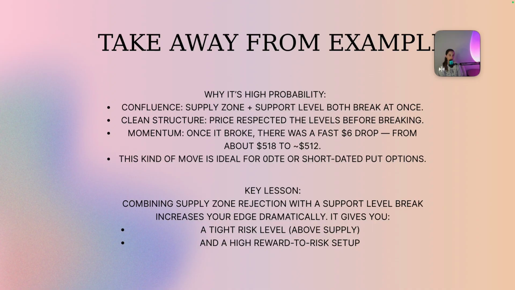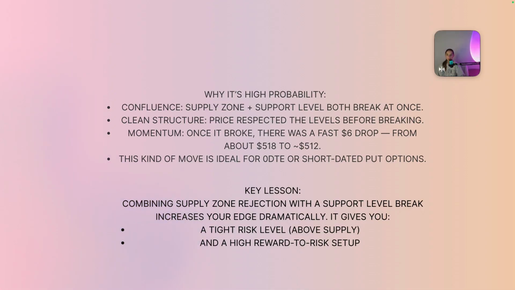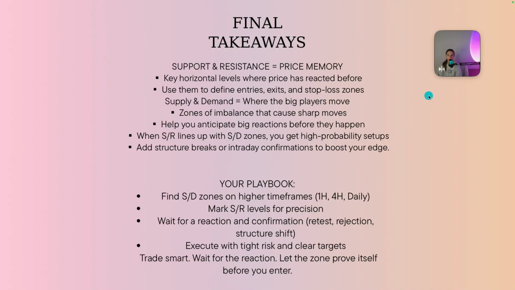And our key lesson and key takeaway from this is combining supply zone rejection with a support level break increases your edge dramatically. It gives you a tight risk level above supply and a high risk to reward setup. So, final takeaways. Support resistance equals price memory. Key horizontal levels where price has reacted before. Use them to define entries, exits, and stop loss zones. That is all within the strategy, which is really awesome. Again, I'll take you guys through an exact trade.